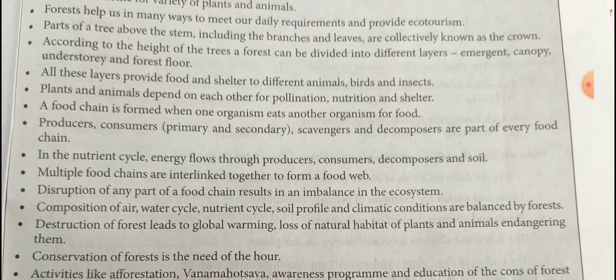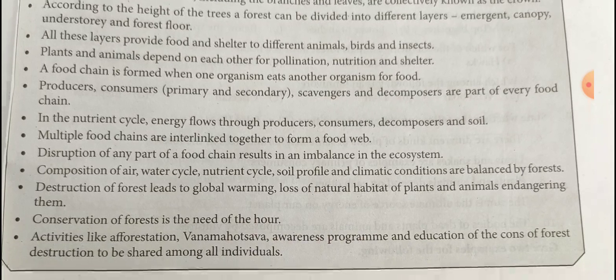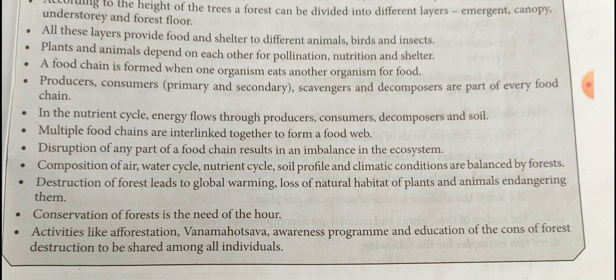What is meant by food chain? One organism depends upon another organism, in an ecosystem. Okay, you remember food chain, food web. Okay, next. Producers, consumers, primary and secondary consumers, scavengers, and decomposers. What is an example of decomposers? Bacteria and fungi are decomposers, and they are part of every food chain.